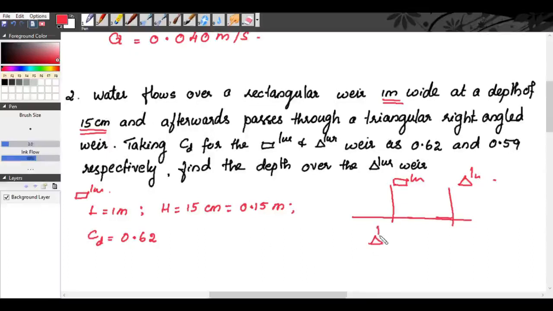Now, when we take the triangular weir, it is given as a right-angled triangular weir. So theta is equal to 90 degrees. CD is given as 0.59.